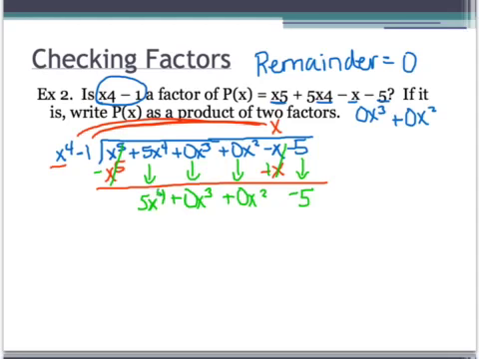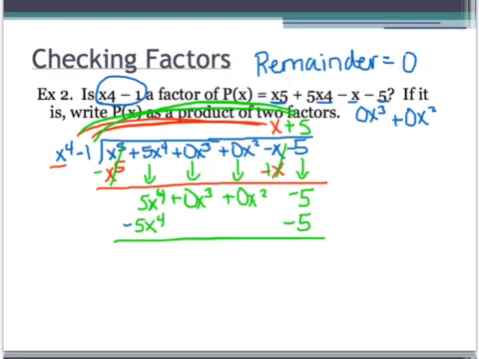All right. What times x to the fourth gives me 5x to the fourth? And you're probably thinking, it's a 5. So now I'm going to take 5 times x to the fourth and 5 times negative 1. I want to do subtraction again. This becomes negative and this becomes positive. 5x to the fourth minus 5x to the fourth is 0. Negative 5 plus 5 is also 0.